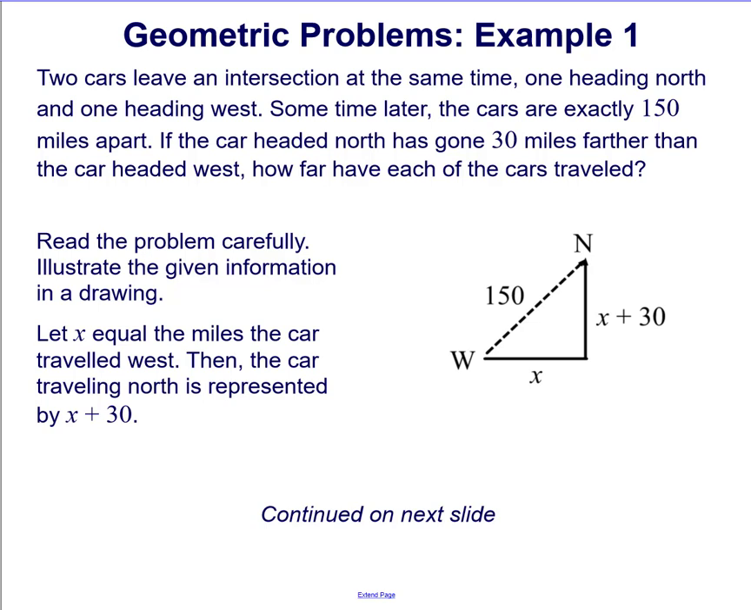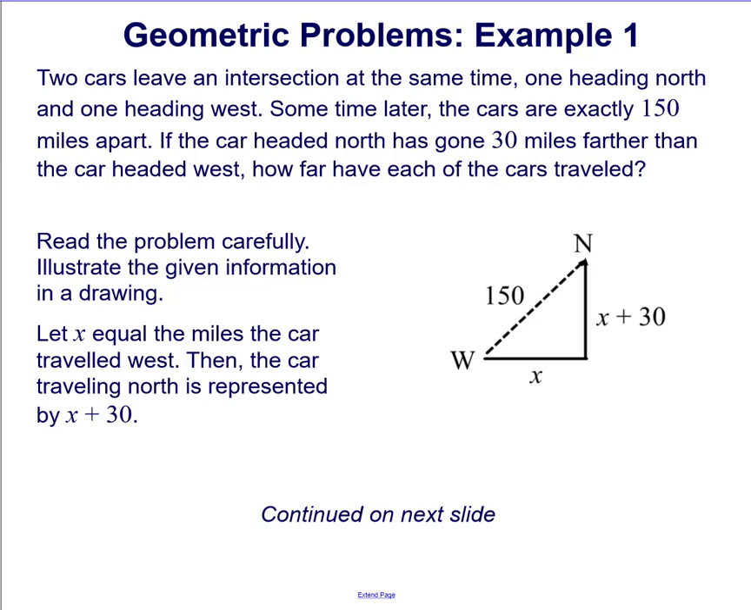So we want to read the problem carefully and illustrate the given information in a drawing. We're going to let X represent the miles the car traveled west. So here's the car, this is the intersection. This car is traveling west, and we're going to let X represent that number of miles. Then the car traveling north is represented by X plus 30.